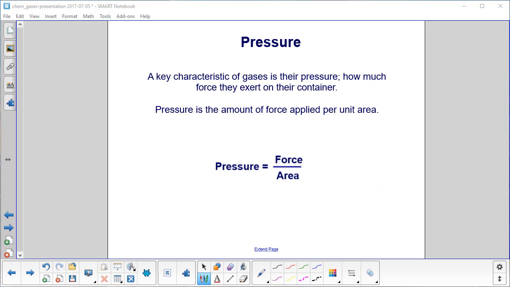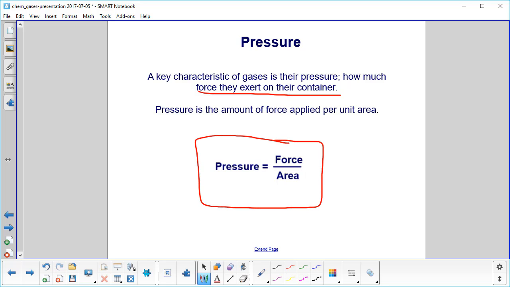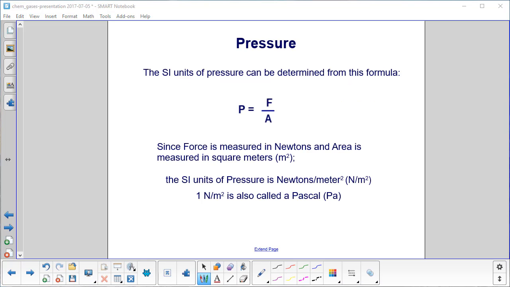A key characteristic of gases is their pressure, which is the force that they exert on their container. And pressure is the force applied per unit area. You may have come across this in physics or in middle school or somewhere, but this is a key equation: pressure, force per unit area. The SI units, or the standard units of pressure, can be determined from looking at the formula.